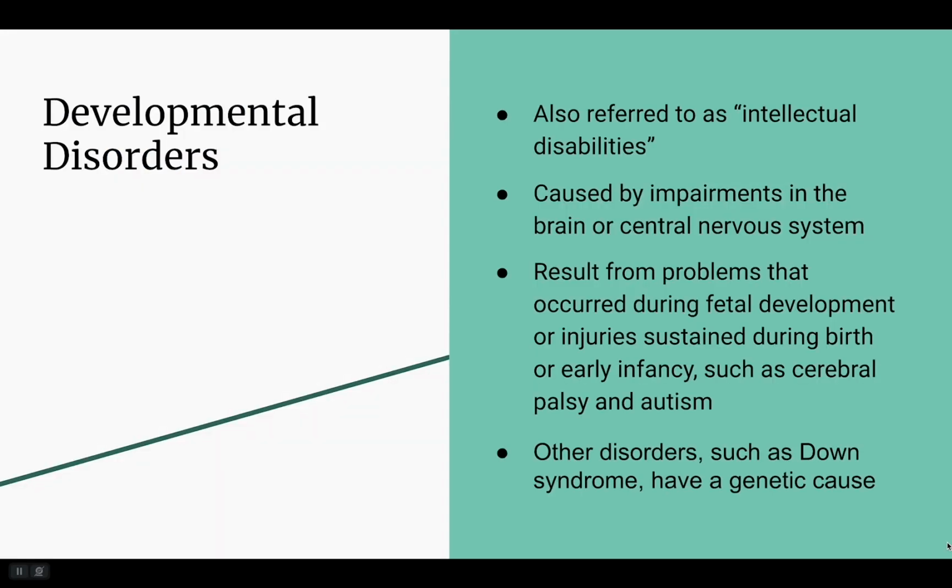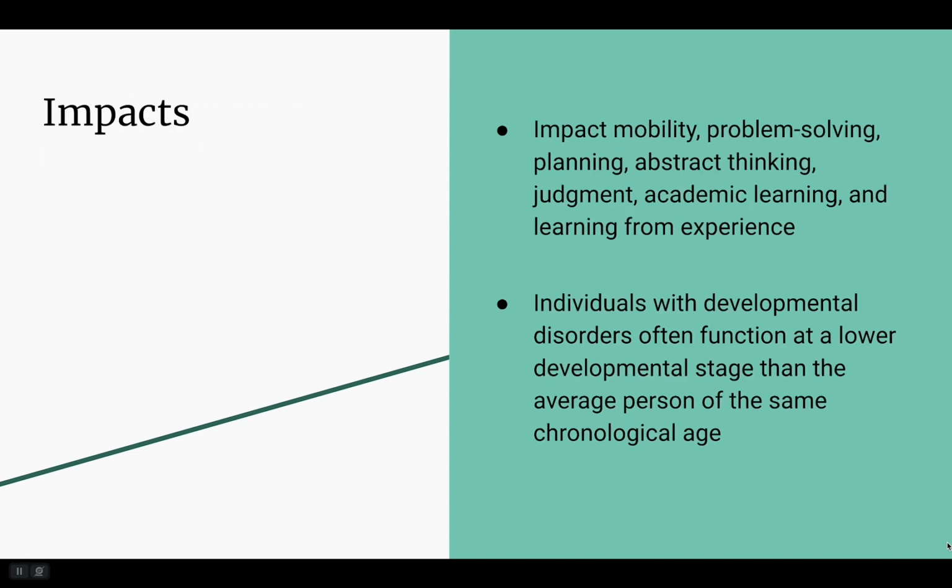Developmental disorders, also referred to as intellectual disabilities, are caused by impairments in the brain or central nervous system. These impairments result from problems that occurred during fetal development or injuries sustained during birth or early infancy, such as cerebral palsy and autism. Other disorders, such as Down syndrome, have a genetic cause.